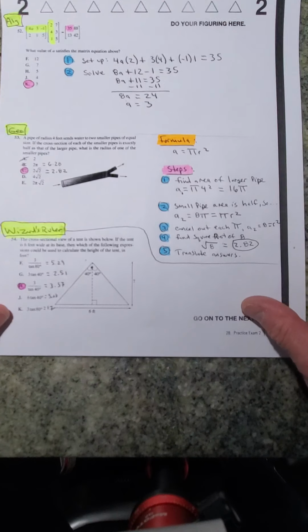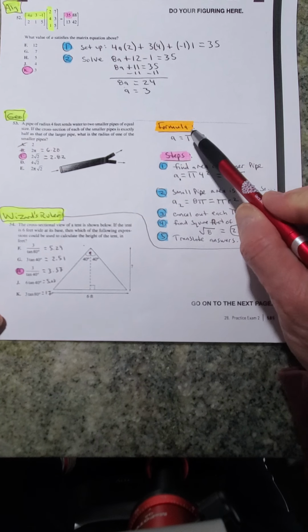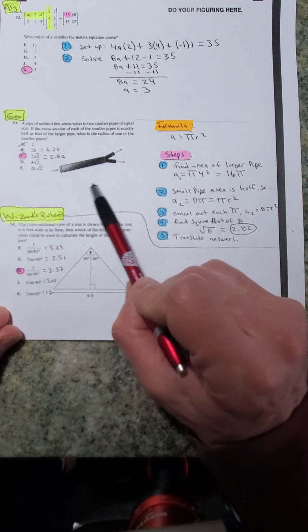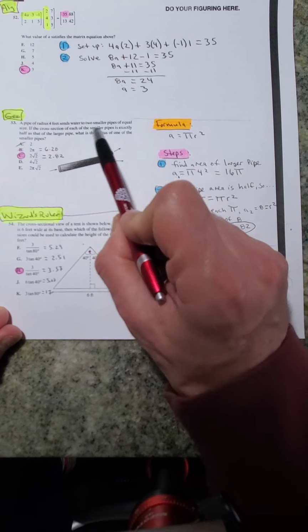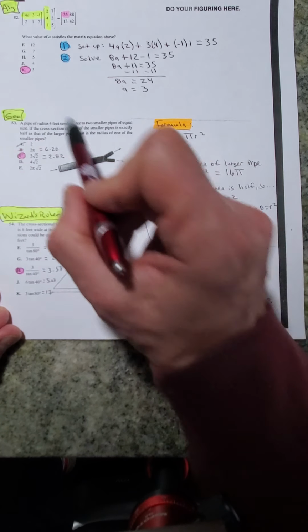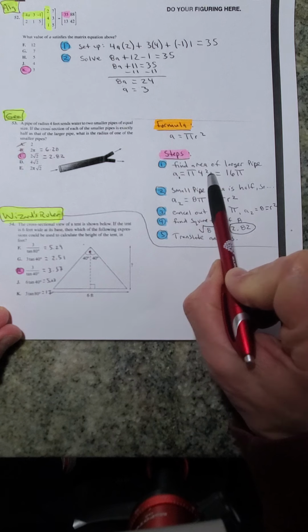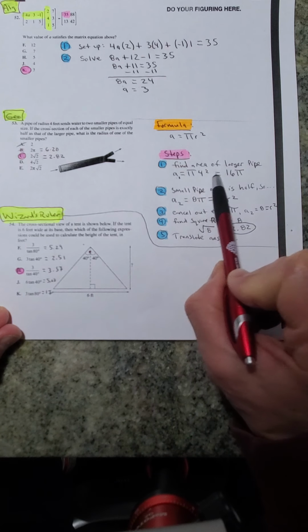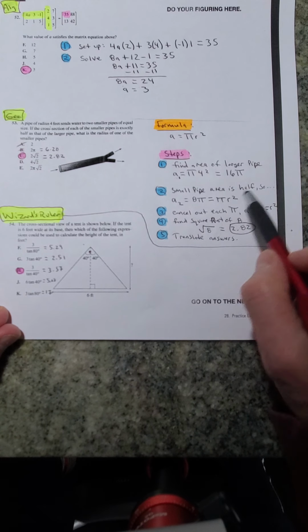Geometry, kids, if you look over here, the formula you're going to need for this particular problem is A equals pi r squared. Step 1, we got to calculate what the large pipe is. Find the area of the large pipe. A, all right? Tells us over here that we have the radius is 4. So A equals pi 4 squared, which means 4 squared is 16. Area is 16 pi. Now, the smaller pipe is going to be half of that.